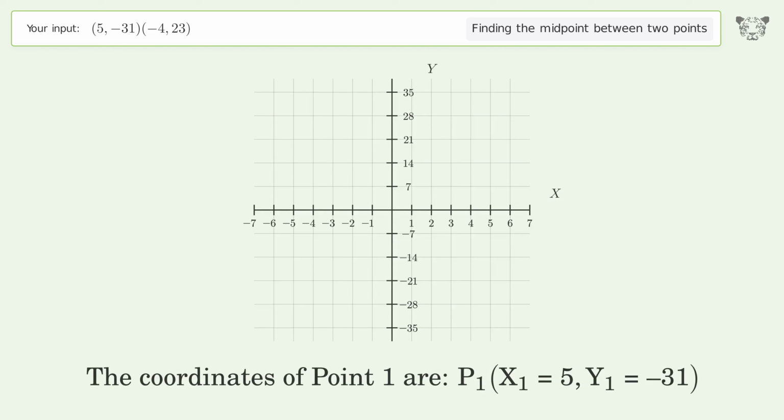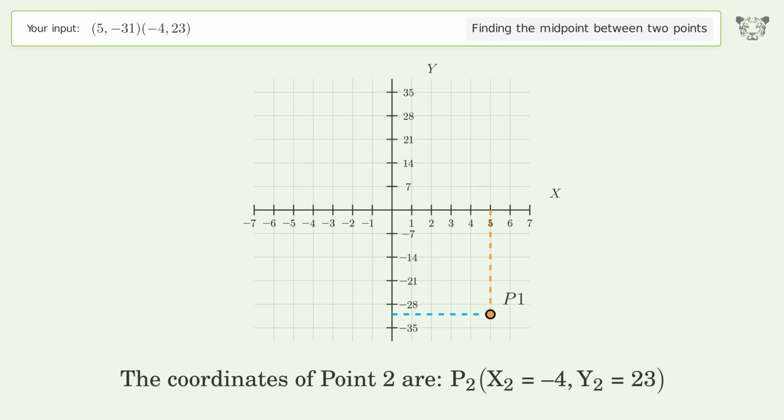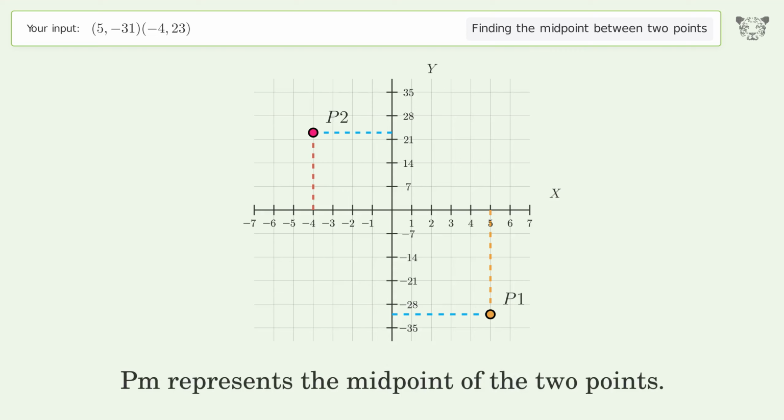The coordinates of point 1 are, x1 equals 5, y1 equals -31. The coordinates of point 2 are, x2 equals -4, y2 equals 23. PM represents the midpoint of the 2 points.